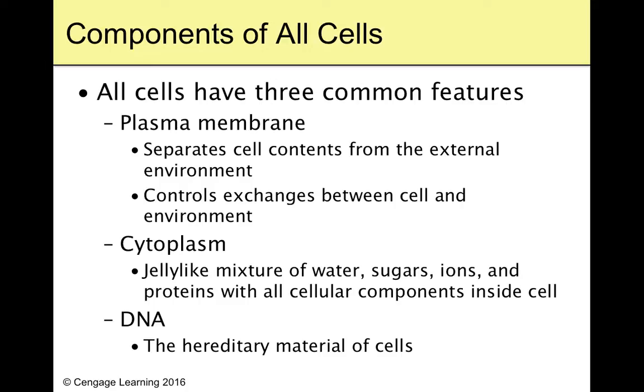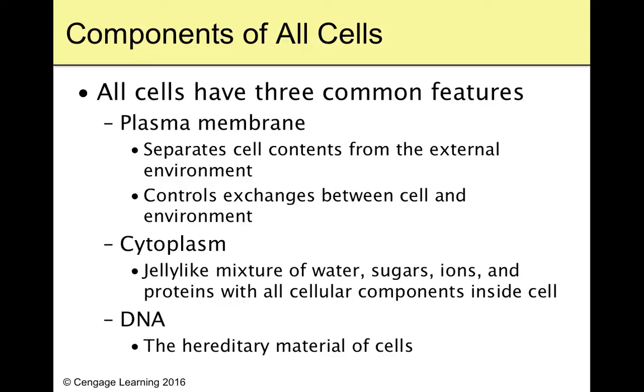The second thing cells have in common is a cytoplasm. A cytoplasm is a jelly-like mixture of water, sugars, ions, and proteins, and all the cellular components inside the cell. And so the cytoplasm is just everything in the plasma membrane. Organelles, the cytosol that they're floating in, all that kind of stuff is a cytoplasm. So all cells have to have a membrane and then some contents on the inside.